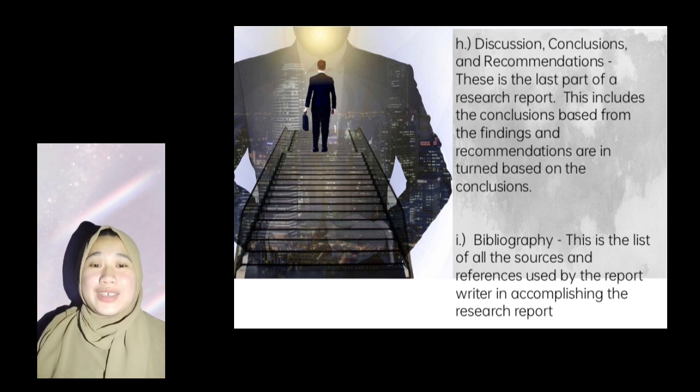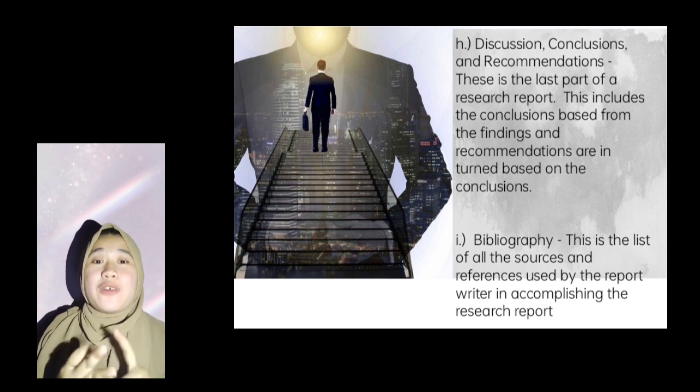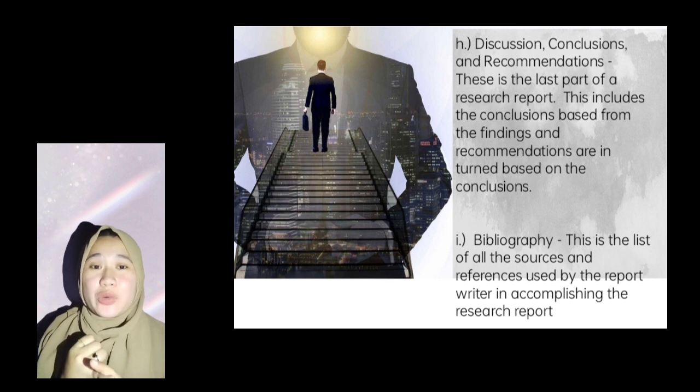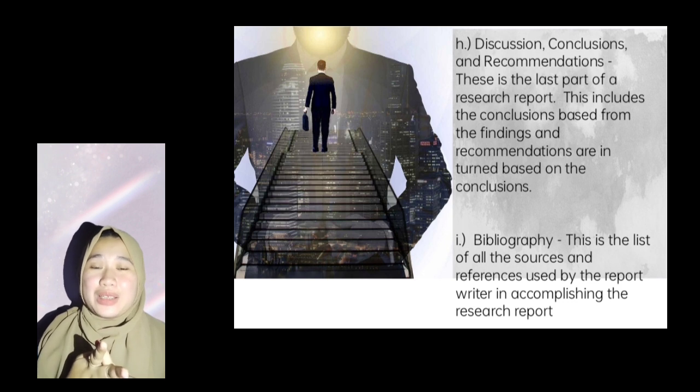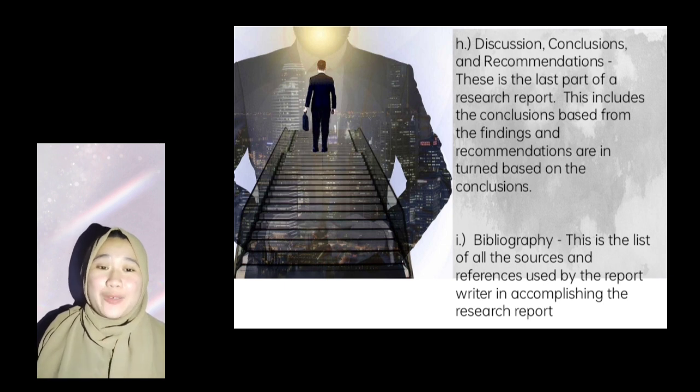So again, the nine contents of a research report. First, the introduction. Second, the problem. Third, the purpose, objectives, and scope. Fourth, the review of literature. Fifth, the materials, equipment, and facilities. Sixth, the theory, methods, and procedure. Seventh, the results, findings, and data. Eighth, the discussion, conclusion, and recommendations. And ninth, last but not least, the bibliography. And that's the end of my report.